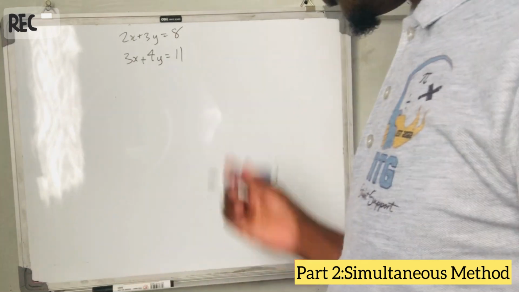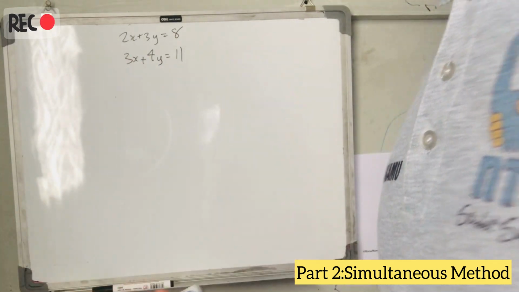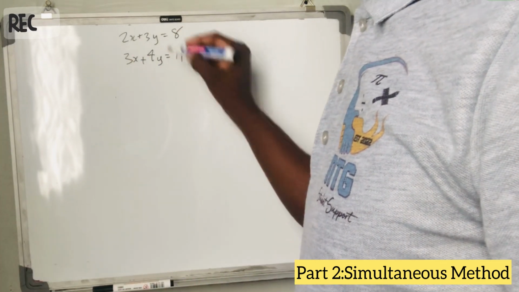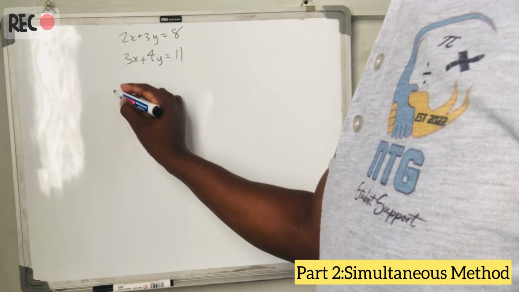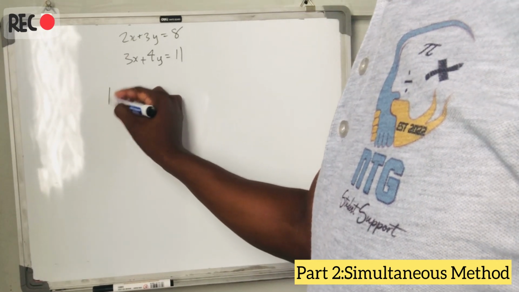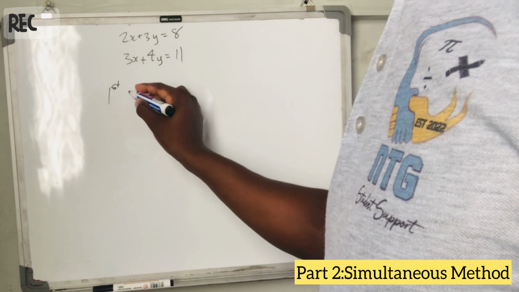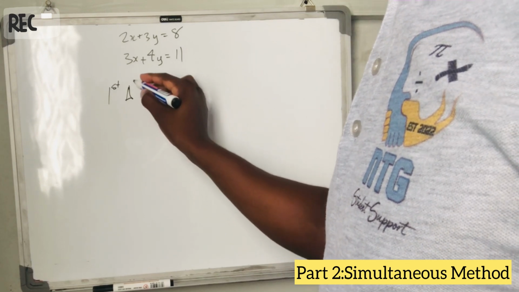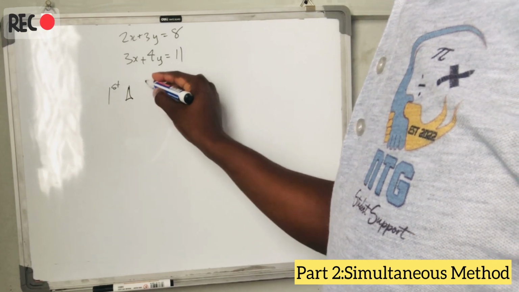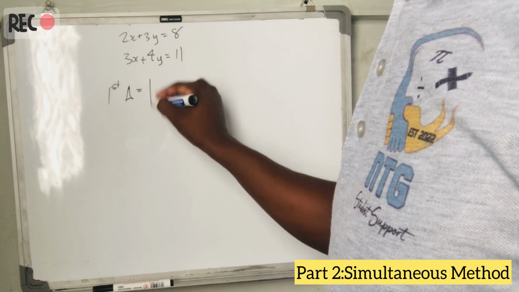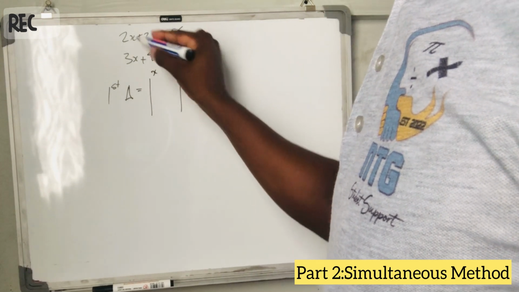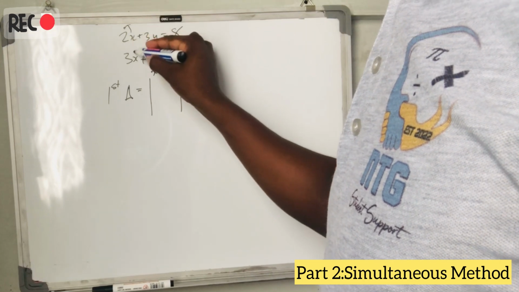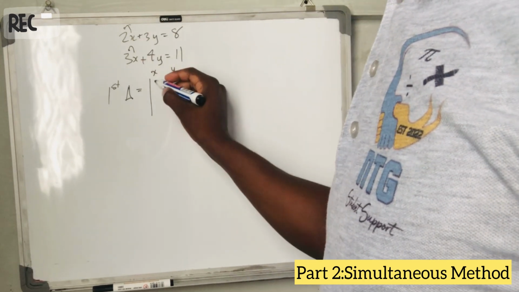So this is simultaneous equations, if ever you were not following from the first video. What will happen is that the first step that we're going to take is to find the change in the variables. The change in the variables is equal to x and y. So you write the coefficients.